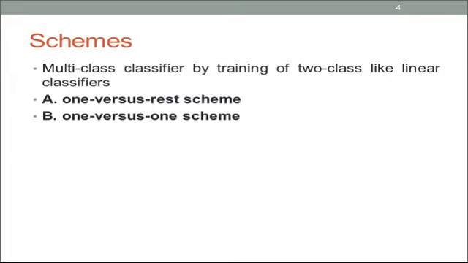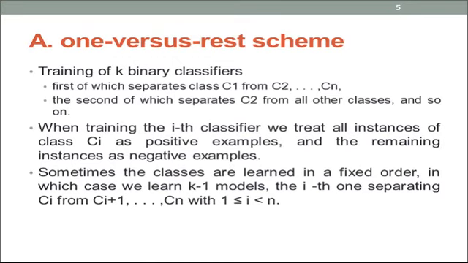In the one versus rest scheme, we consider one class as the first class and the rest of the classes as the other set of classes. While in case of one versus one, we consider one class as the first class and the second class as the other class. So we consider two classes at a time in the second scheme. Let us see the details of these schemes in the next slides. So the first is the one versus rest scheme.